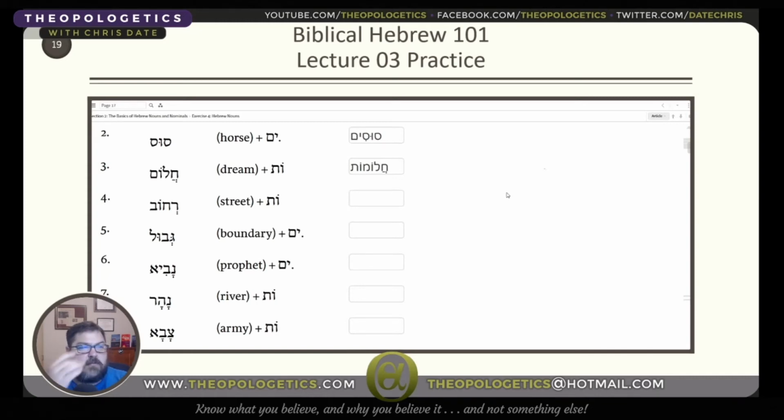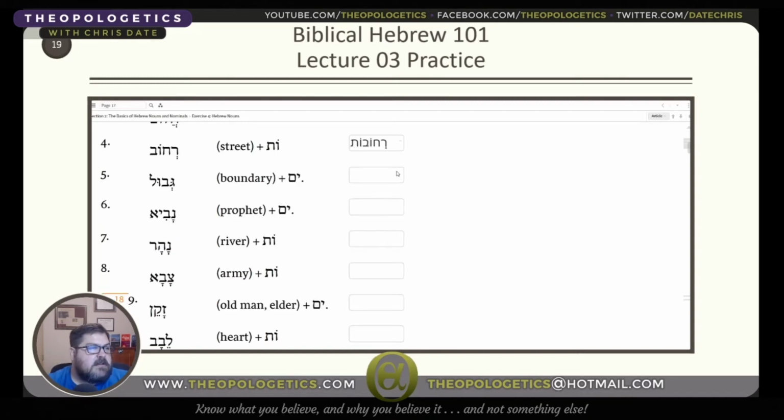Okay, and they say we need to add the ot ending, so my guess is this is going to be rechovot. Yeah, I think that's right. Next up is gevul, which means boundary or border, and we need to add the im ending, so I'm guessing this is probably just gevulim, gevulim. All right. And if you want to go through these and check, you can.